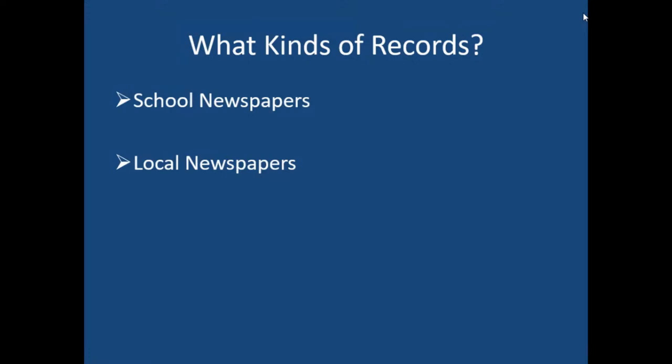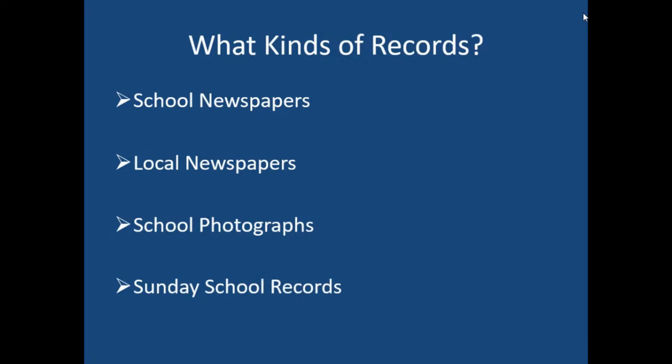Many of our schools advertised in the local newspapers, or they had stories that were run in the local newspapers about the goings on in the school. So local newspapers is a great school records resource. School photographs is another thing that many archives like to collect and preserve and make available to their patrons. And so finding maybe a school photograph of your ancestor is what you're looking for. And then Sunday school records, church records. Have you ever thought about a school record being the Sunday school records? So we're going to talk about that as well.